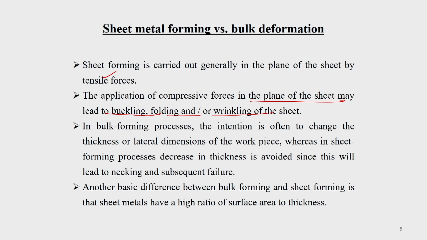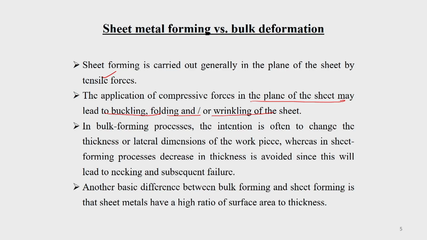Thickness reduction is avoided because when a process leads to thickness reduction, it may result in necking and then a subsequent failure. So, in sheet metal your aim will be to have a particular shape with more or less the same thickness throughout. That is one thing people will be looking at. Another basic difference between bulk forming and sheet forming is that sheet metal has a very high ratio of surface to thickness. That is the specialty, whereas in bulk forming the surface area to thickness ratio is very low.